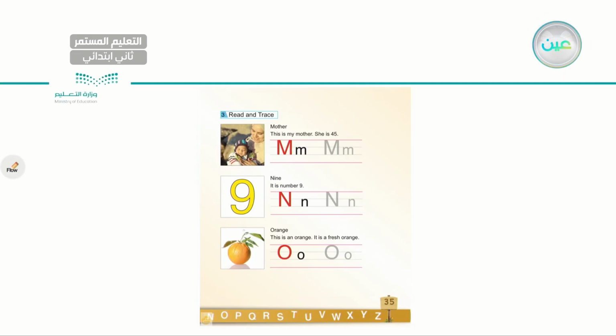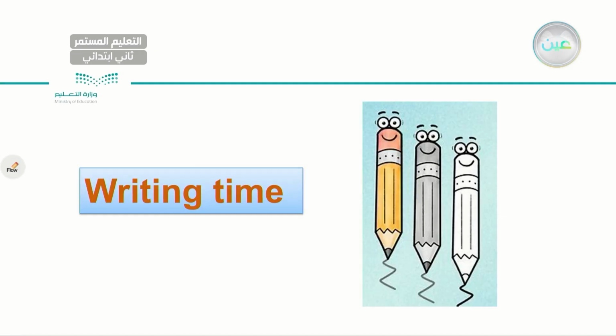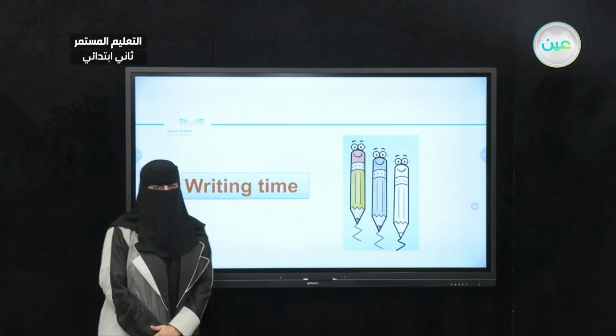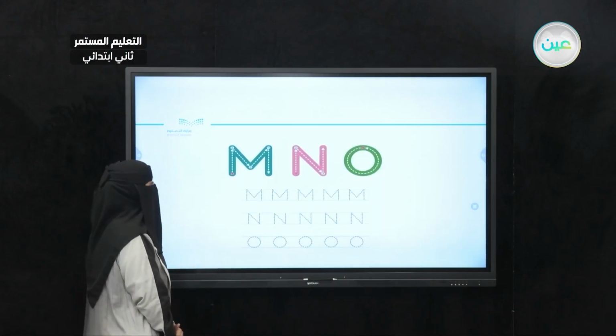I have capital O and I have small o. Orange. This is an orange. It is a fresh orange. Very good, my dear student. Now, do you know what this sign means? It means that we will write, and we will write a lot. So have your pencils ready and sharpened, and let's start.